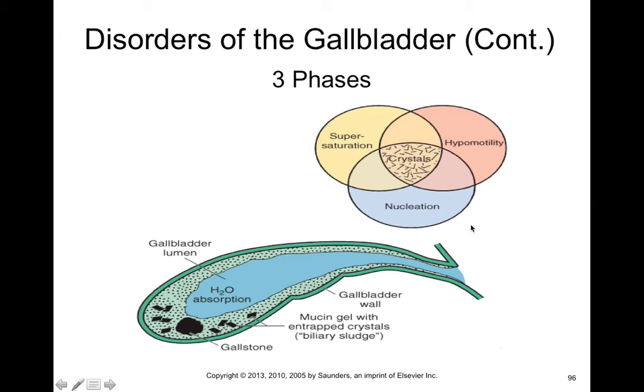So what this is showing is the overlap between supersaturation, hypomotility, and nucleation. Supersaturation is due to high cholesterol content within bile, and if it's a really high concentration, then it's going to want to precipitate onto some sort of surface. Nucleation means it's an impurity or imperfection where salts can start to precipitate and form a crystal. And then if it's hypomotile and these salts aren't removed, then that itself can also start to accumulate these crystals.